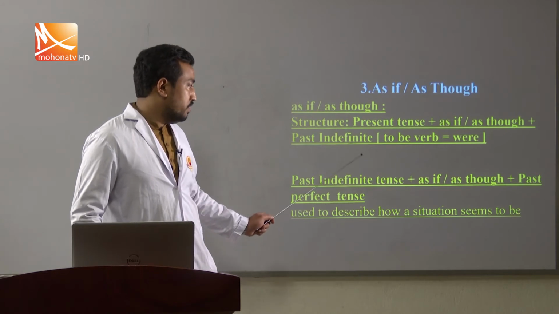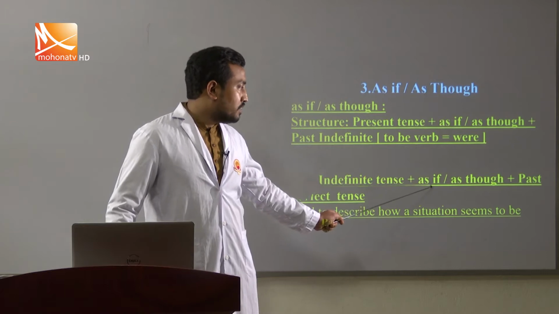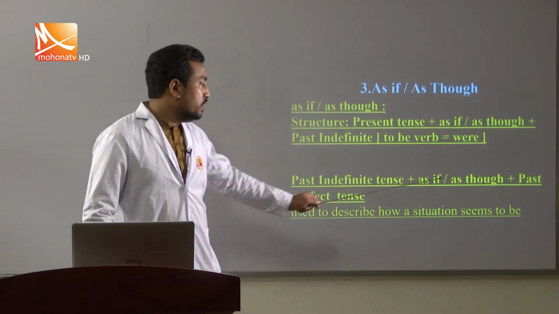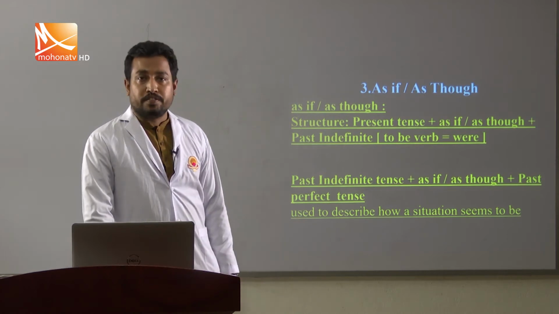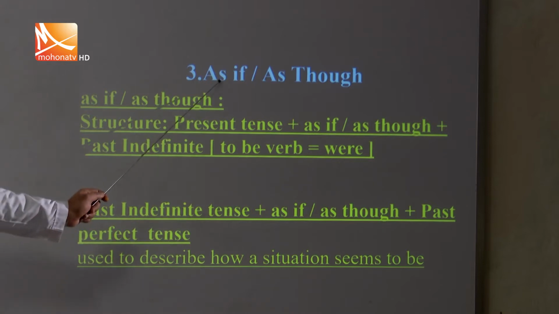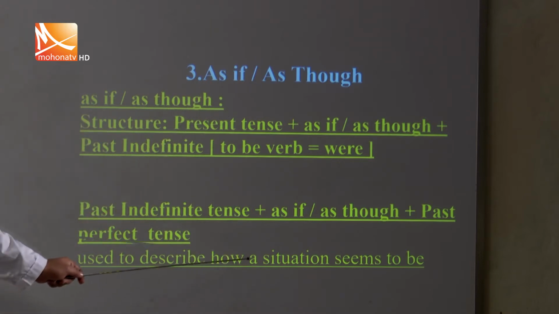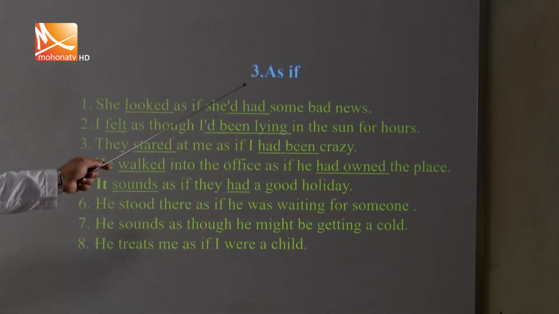If the starting sentence is past indefinite tense, then plus as if or as though, we will use past perfect tense in the later sentence. We use as if or as though to describe how a situation seems to be. So, the examples are here, as if or as though.